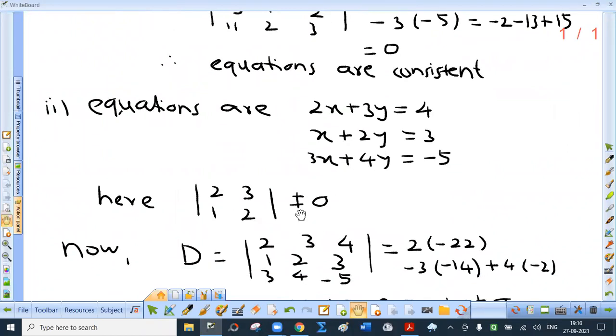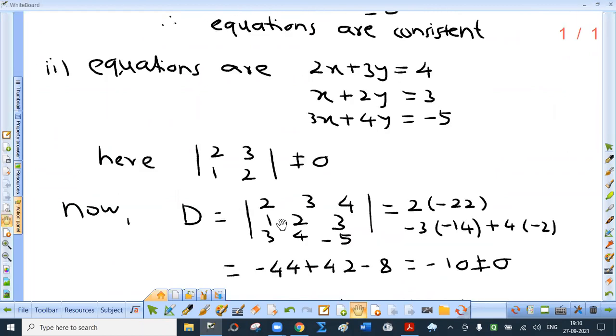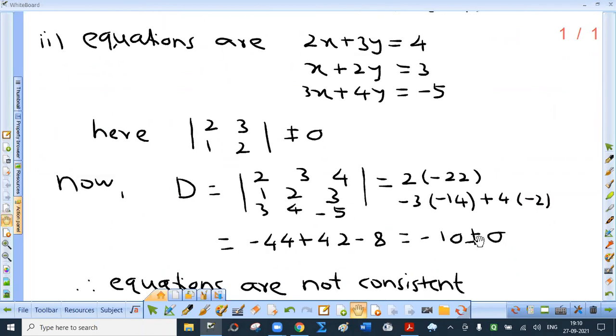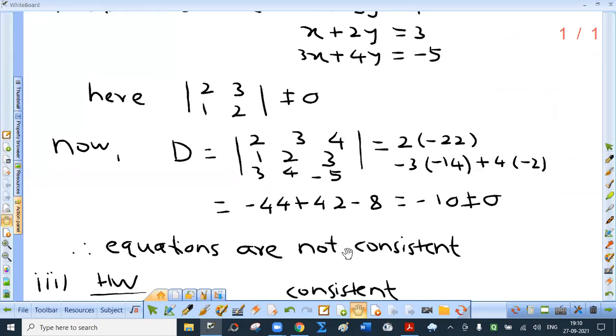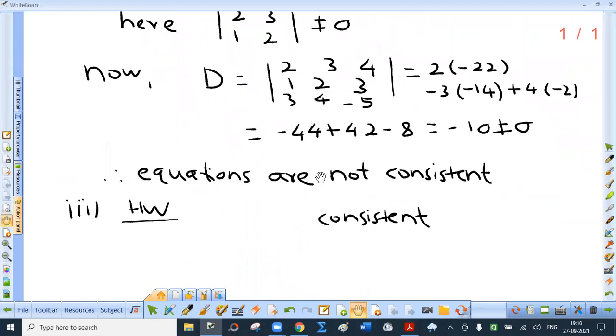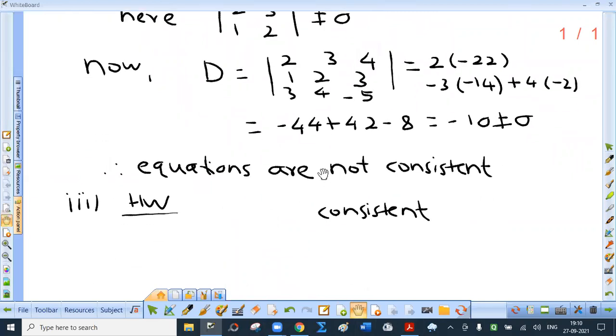Second, these are the equations. Different presentations so that we need not repeat D. So what is the value of the determinant 2, 3, 1, 2? Not equal to 0, right? Then I have written now the determinant for the condition of consistency is this, comes out to be -10, not equal to 0. So the equations are not consistent. Third sum is for homework. Answer is consistent.